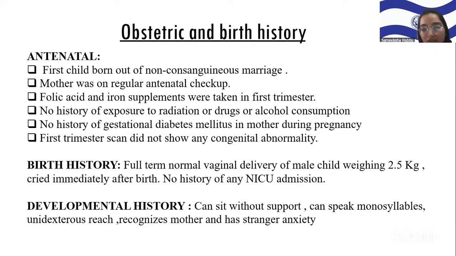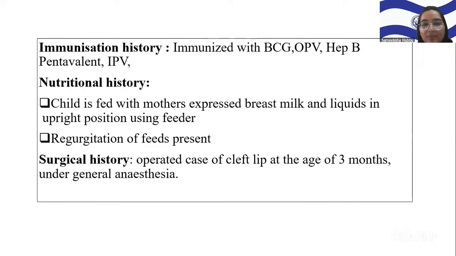Birth history. The baby is a full-term, normal vaginally born baby weighing 2.5 kgs who cried immediately after birth and did not require any NICU admission. Developmentally, the baby can sit without support, can speak monosyllables, has achieved unidextrous reach, recognizes the mother, and has stranger anxiety.